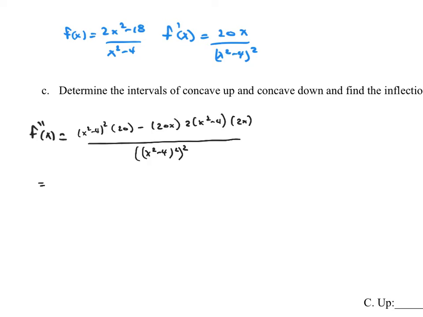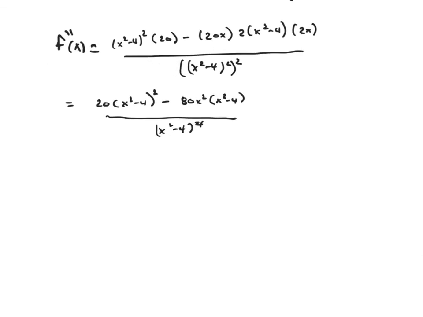So let's do some more simplification here. Looks like I have 20 times x squared minus 4 squared. And then I have a minus, and then I have 20x times a 2 times a 2x. So that would be what? 20 times 2 is 40 times 2 is 80x squared times x squared minus 4. And this is all over, well, x squared minus 4 squared squared would be x squared minus 4 to the 4th power. Okay, so we need to do some work there.